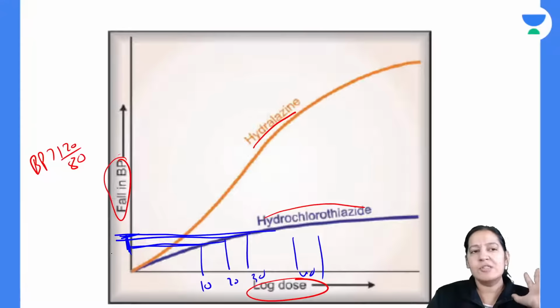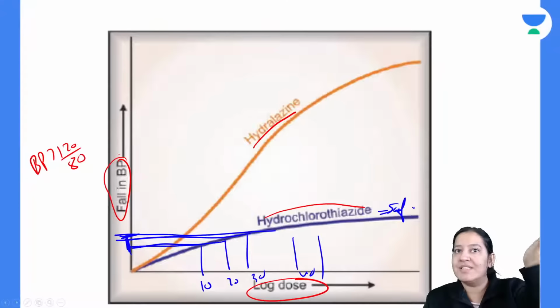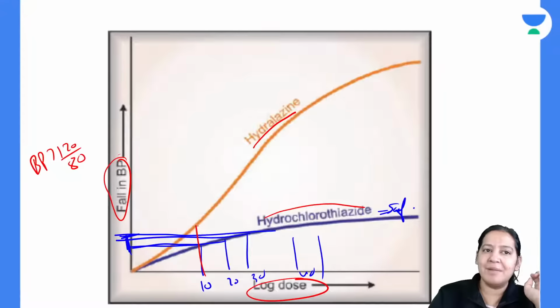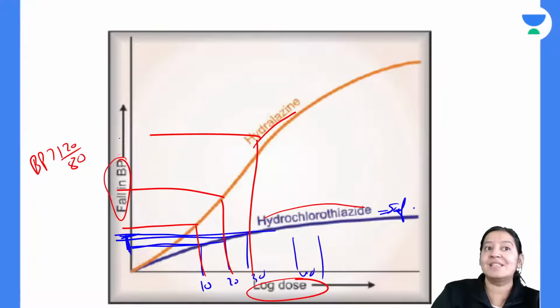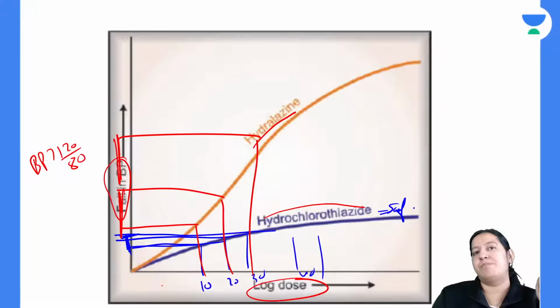Right, have you got it? So this is a safe antihypertensive. On the other hand, see hydralazine, okay? Here you are using 10 milligram, this is the response. On 20, see the response. On 30, see the response. So there is a wide range in responses there.